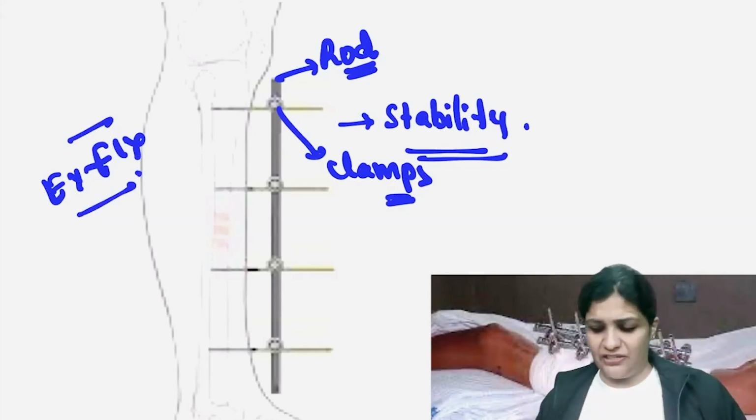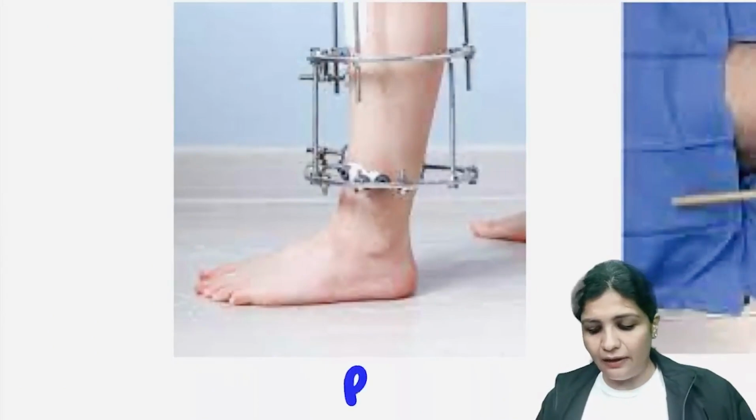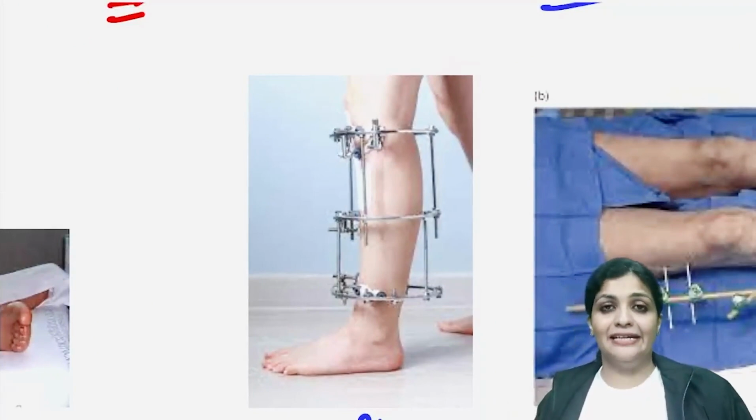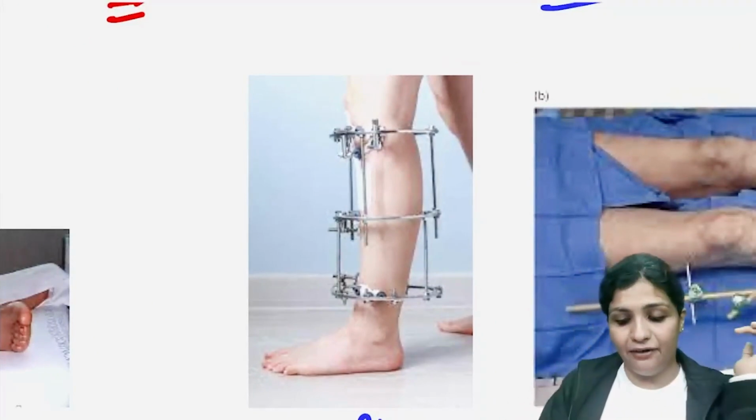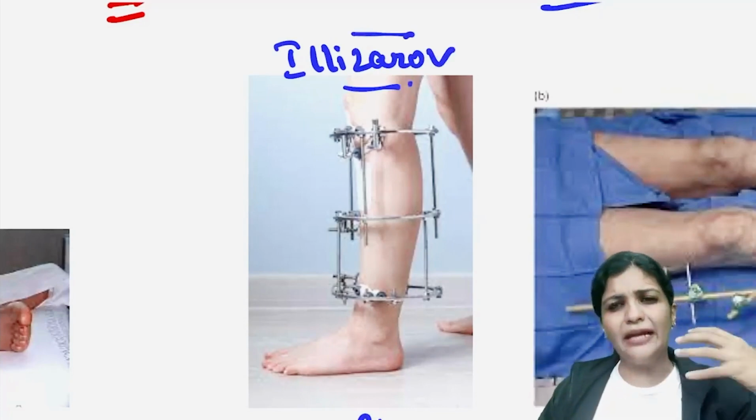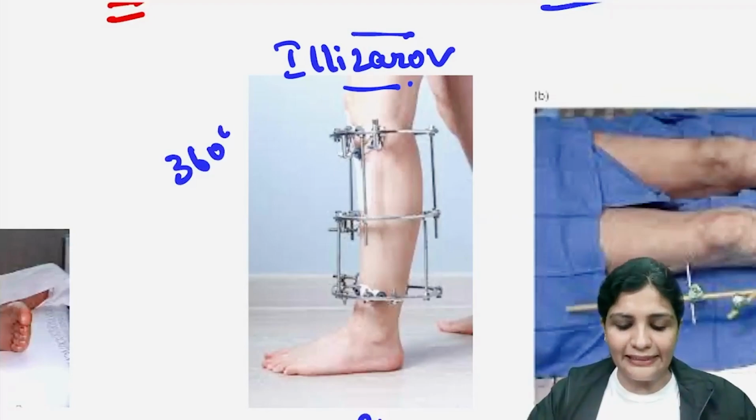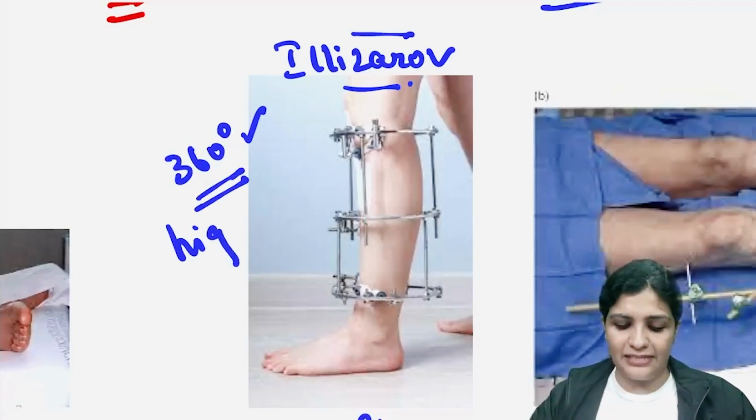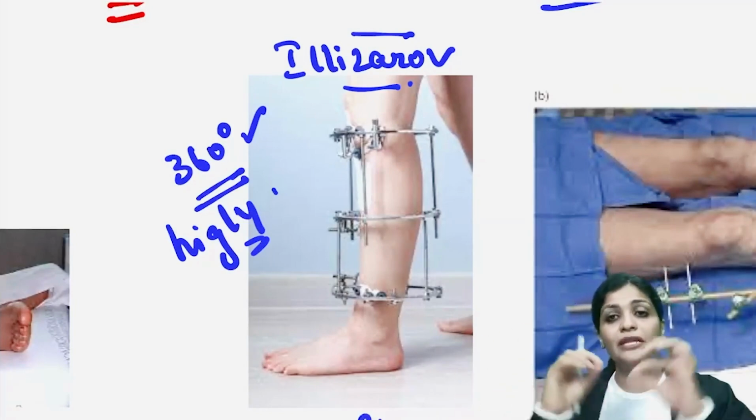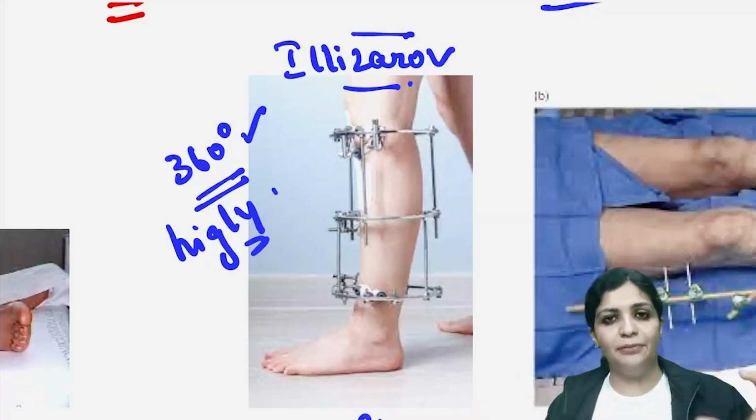This is the external fixator, the normal X-fix. Then what is this X-fix? This is a ring X-fix, also called the Ilizarov external fixator. This is very cumbersome, but it gives stability in 360 degrees. It is a highly stable external fixator, because the fixation is in a full circle. So this is called the most stable type of fixation.